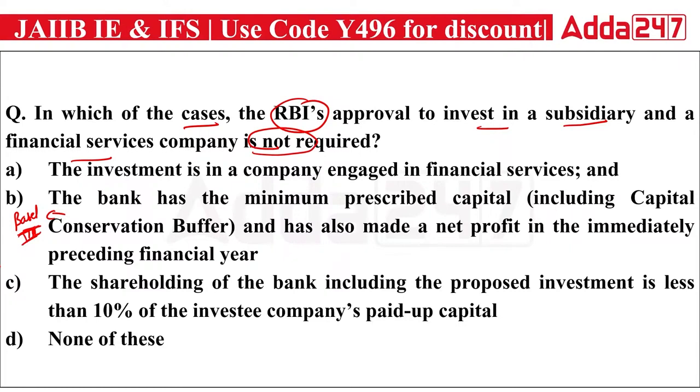So which of the following do you think is the right answer in which RBI's approval to invest in a subsidiary and a financial service company is not required? The answer is none of the above, because in every case RBI's approval is required. Your answer will be none of the above.